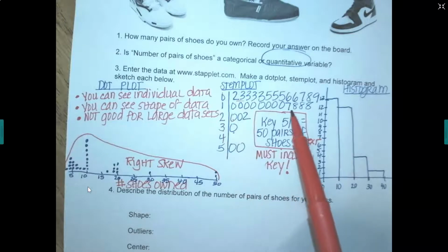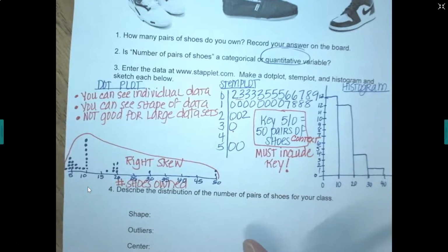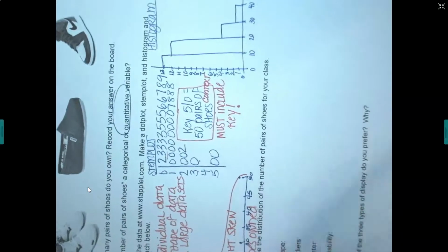Okay, then we get into the double-digit numbers. You can also see the shape of the data. So this is how it's going to work. We're going to turn our papers sideways, and here we have our number line, the smaller numbers to the left and the bigger numbers to the right.